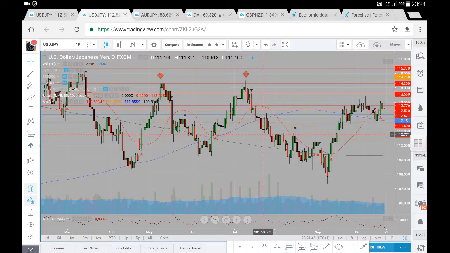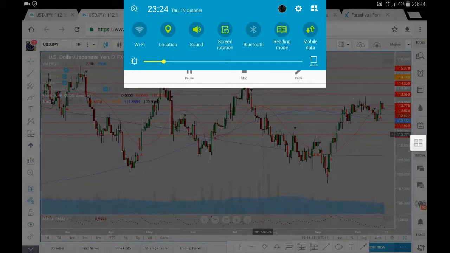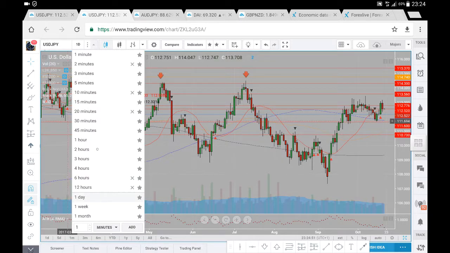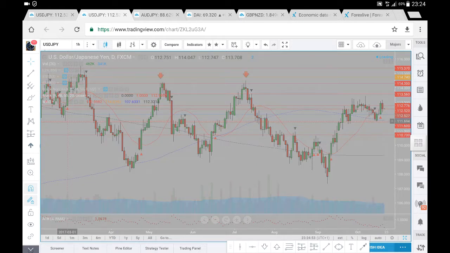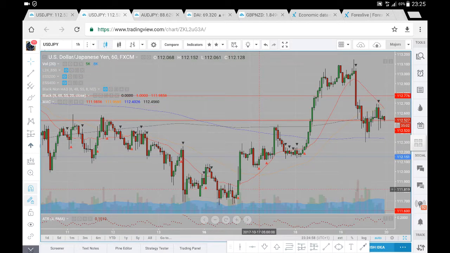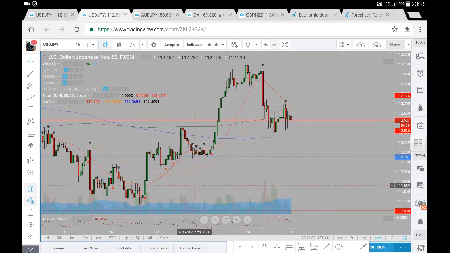So this is the US dollar Japanese yen analysis for Friday the 20th of October. Now let's just have a little look at what actually happened on the 19th.